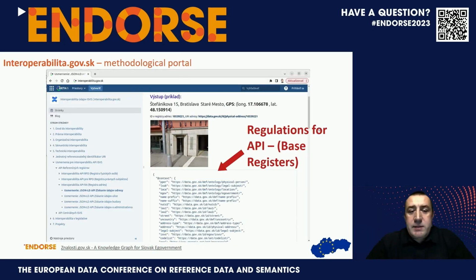Okay. I will just mention the last project that we are working on. It's interoperability.gov.sk. This is a methodological portal where it is possible to find lots of regulation in terms of interoperability. So that is from my side.